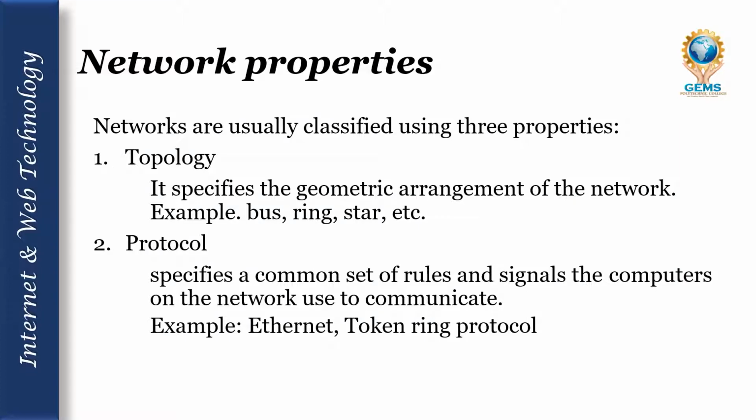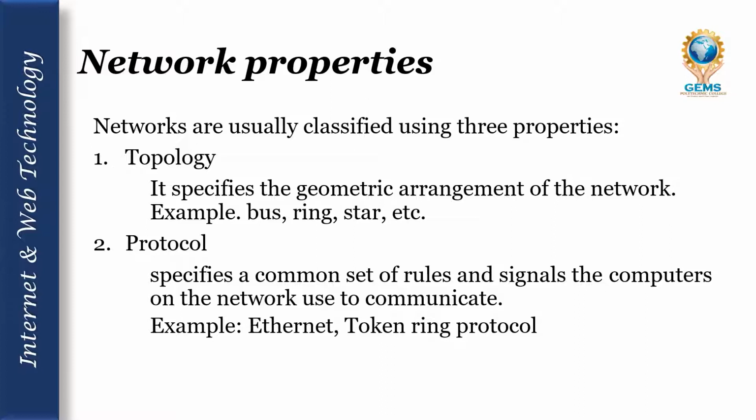Now we will see network properties. Networks are usually classified using three different types of properties. The first one is topology, the second one is protocol, and the third one is architecture. Topology only specifies the geometric arrangement of the network. There are different topologies we will see later, for example bus topology, ring topology, star topology, etc.